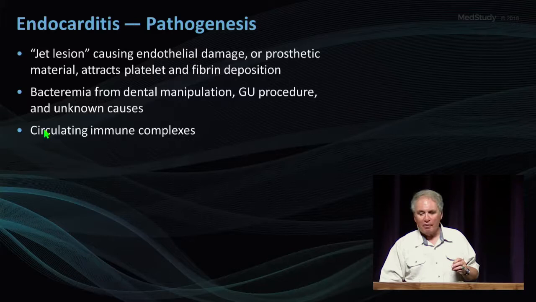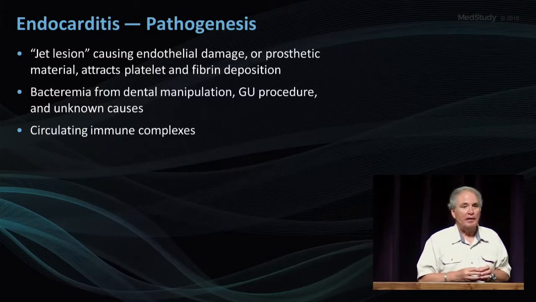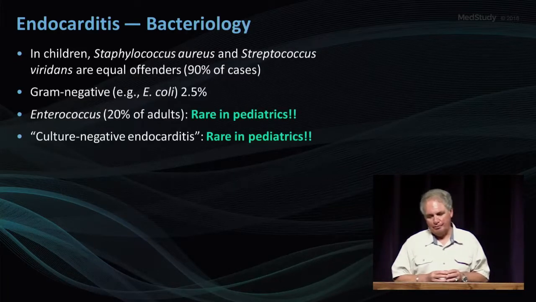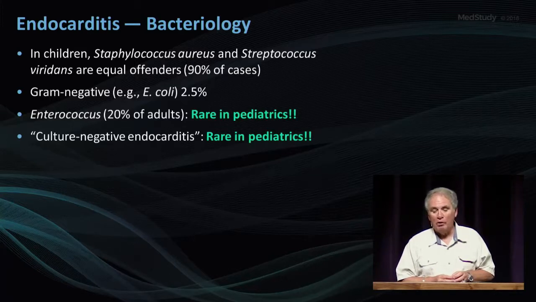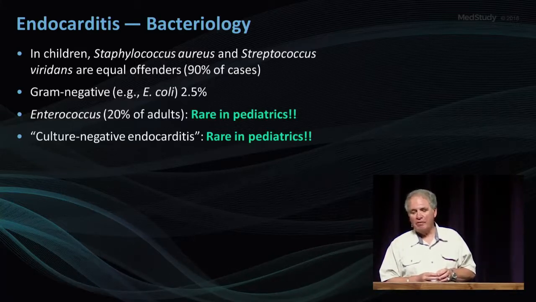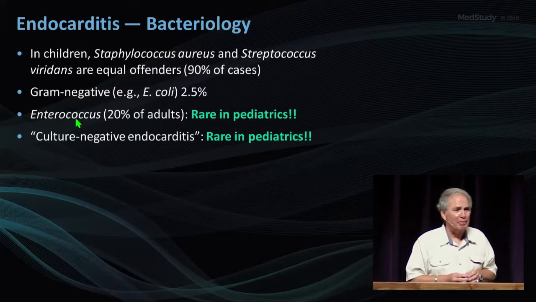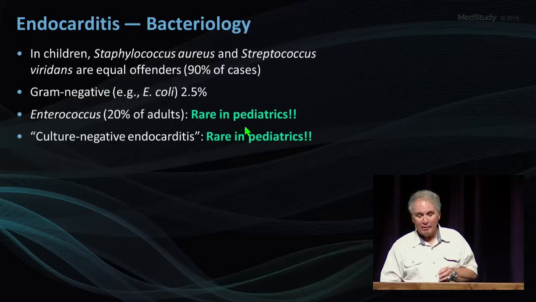But please keep in mind there are also circulating immune complexes that play a role in the pathophysiology of bacterial endocarditis. A little bit about the bacteriology in children. Staph aureus and Strep viridans are equal offenders and account for 90% of all the cases. Gram-negative, like E. coli, about 2.5%, not that common. Enterococcus, which occurs 20% of the time in adults with endocarditis, is almost unheard of in pediatrics.